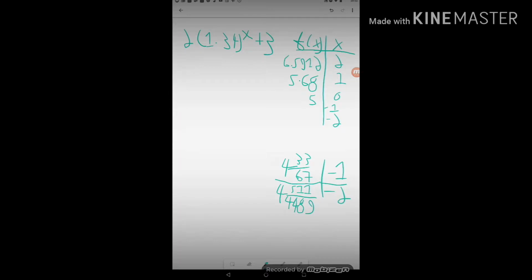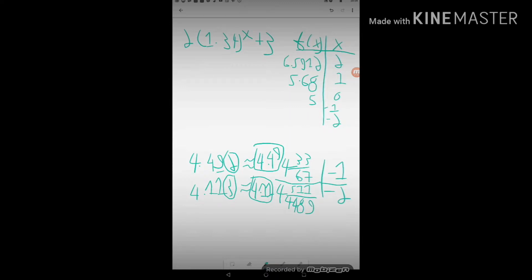As you can see on the bottom, I put in the values for f of x equal to 4 and 33/67 for x equals -1, and for x equals -2, the f of x is going to be equal to 4 and 511/4489. I put those in mixed numbers because they're going to be long, repeating decimals, so I'm going to round to the nearest hundredth and show y'all how it's done.